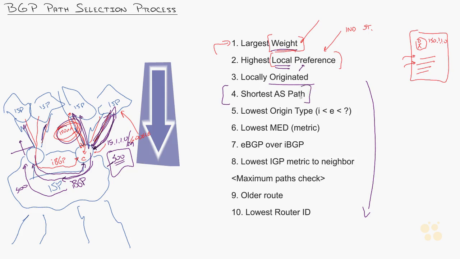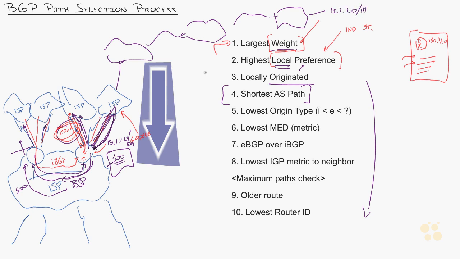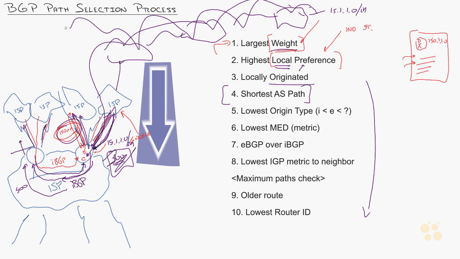Shortest AS path, right? One of the required, the mandatory, well-known attributes is the autonomous system path. I described what that was just a moment ago. It's all the autonomous systems that the route has passed through. So if I've got 15.1.1.0 up here, and imagine I'm not using local preference at all, that's going to go through this, go through this, go through this, go through this, and reach me through this ISP. Well, it might go through this, go through this, and reach me through this ISP too, right?